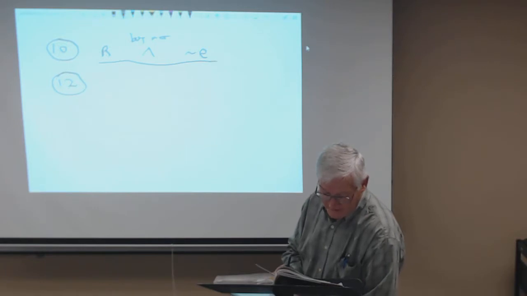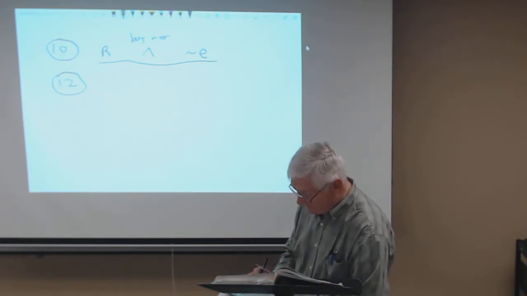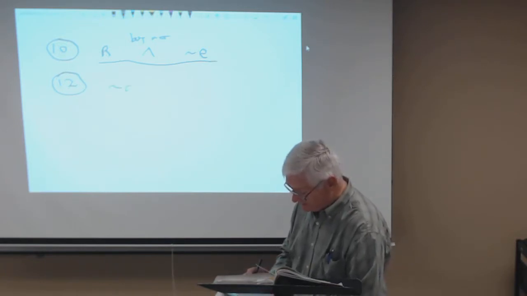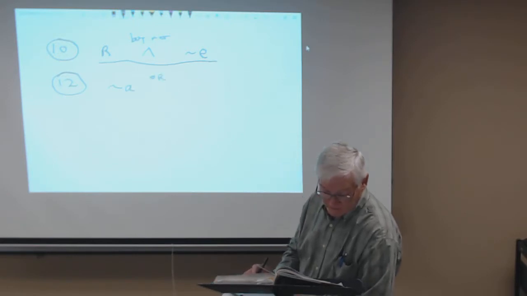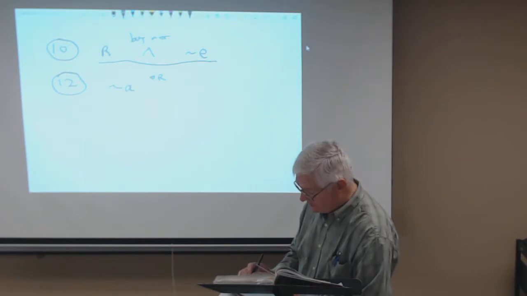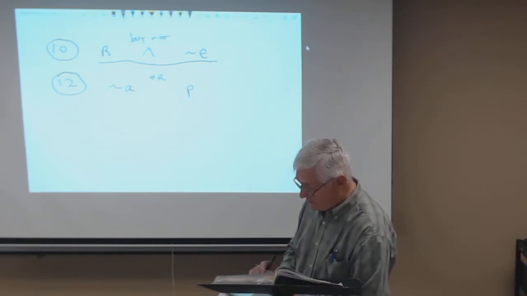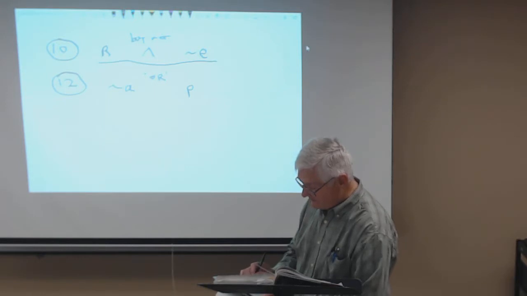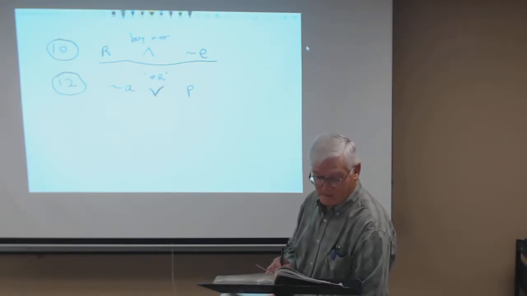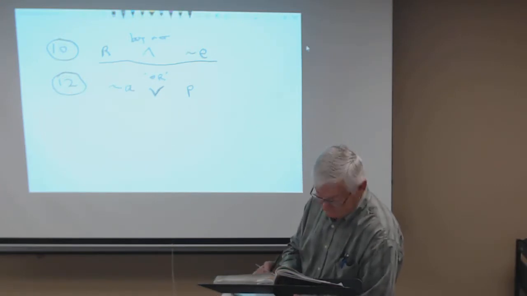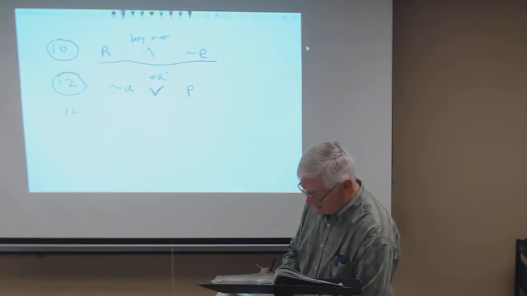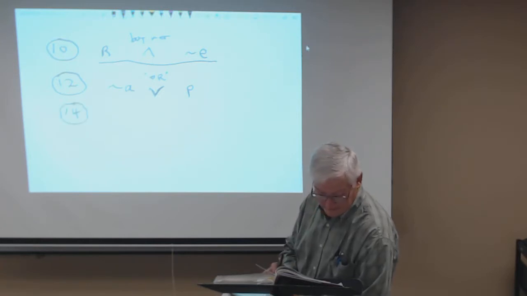Number 12. Snoopy is not an aviator, not A, or the Sopwith Camel is an airplane, or P. What do I put in place of "or"? This little disjunction sign. Everybody see that? That's all there is to it. If you got your notes handy, it's a pretty simple process.